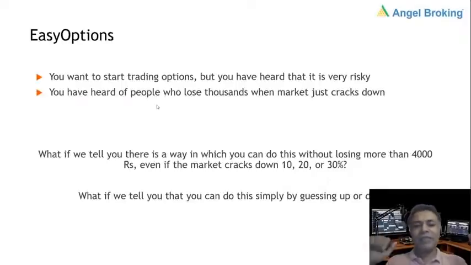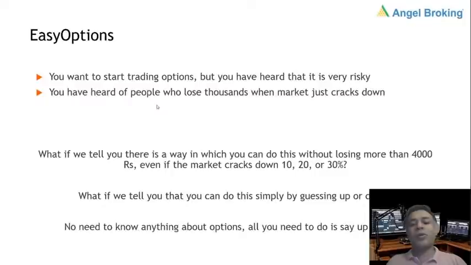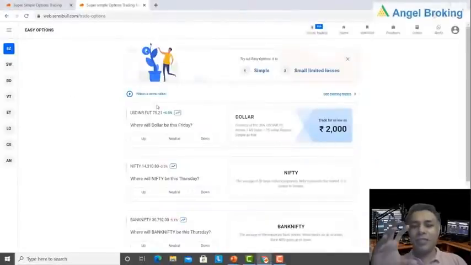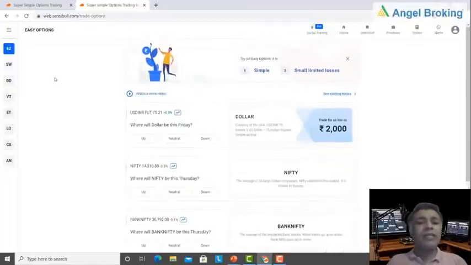And what if you can do this just by guessing up or down? You just have to guess up or down. You don't need to do anything about options. All you need to do is up or down. Can you do that? If you can do that, would you trade options? And if you can trade options like that, then Easy Options is for you. So let's look at it.